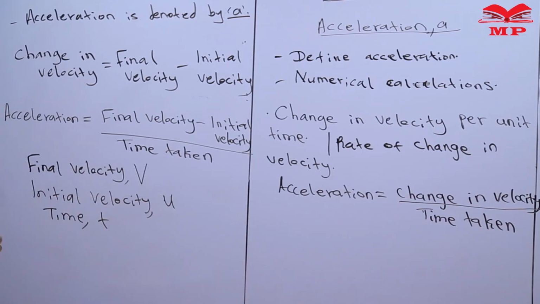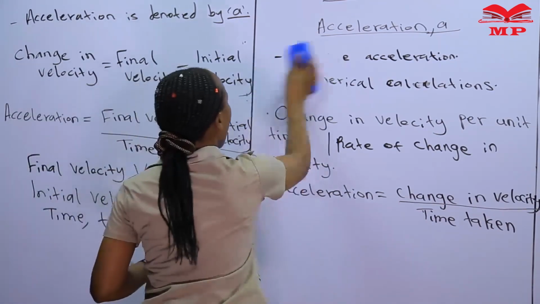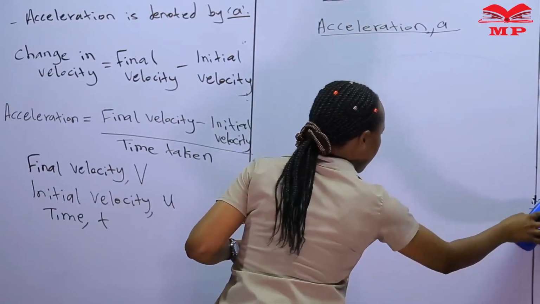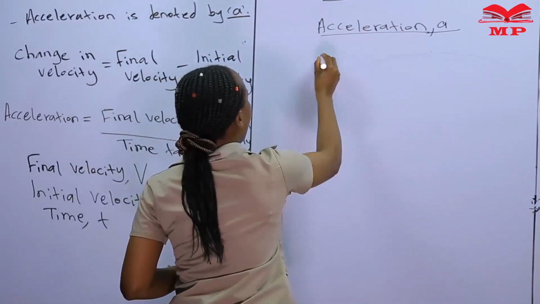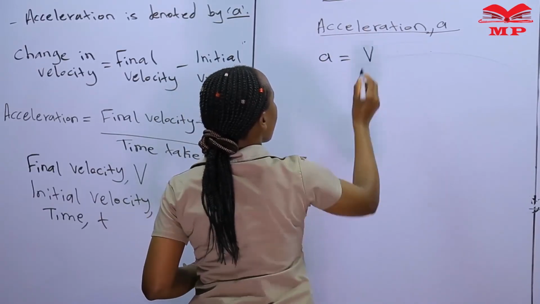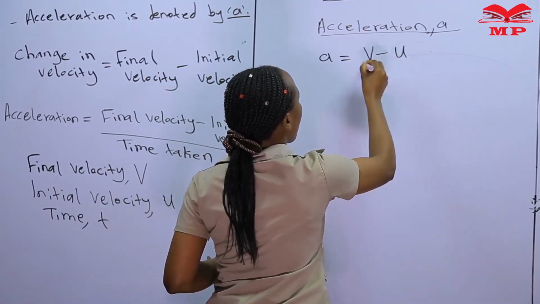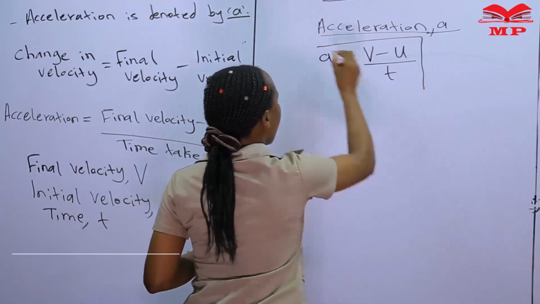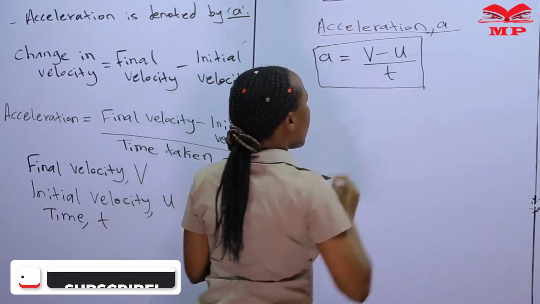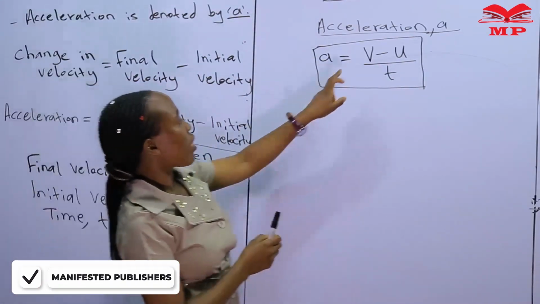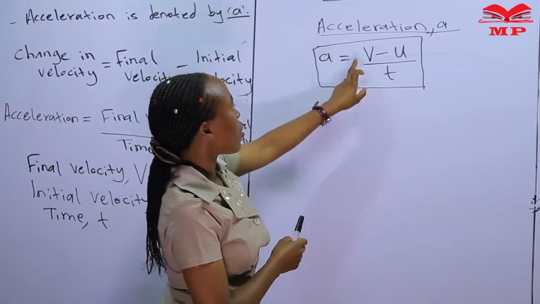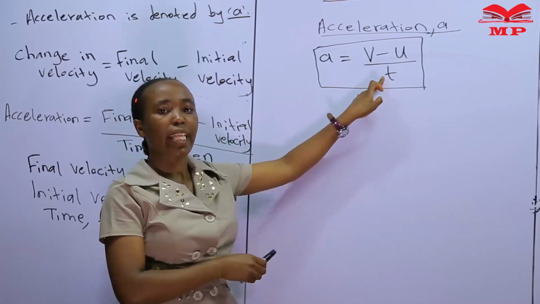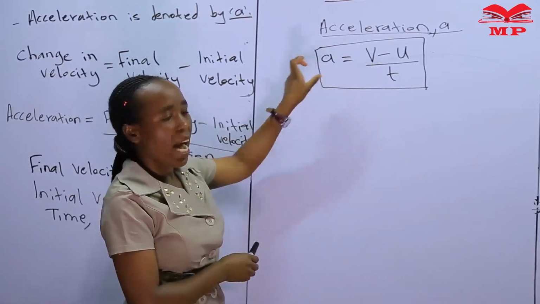From this formula, acceleration a is equal to the final velocity v minus the initial velocity u, divided by the time taken t. So this is our acceleration, the change in velocity per unit time, or the rate of change in velocity.